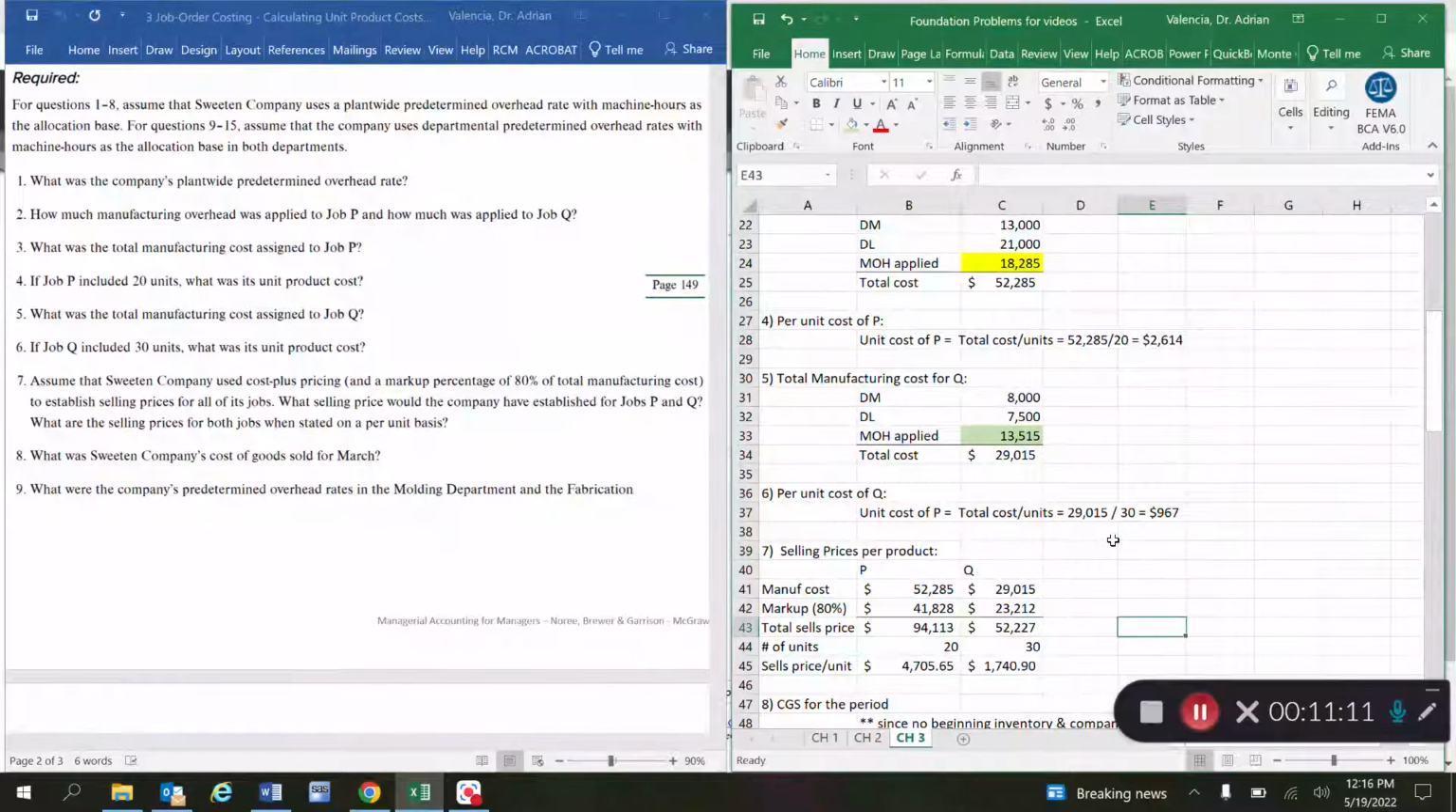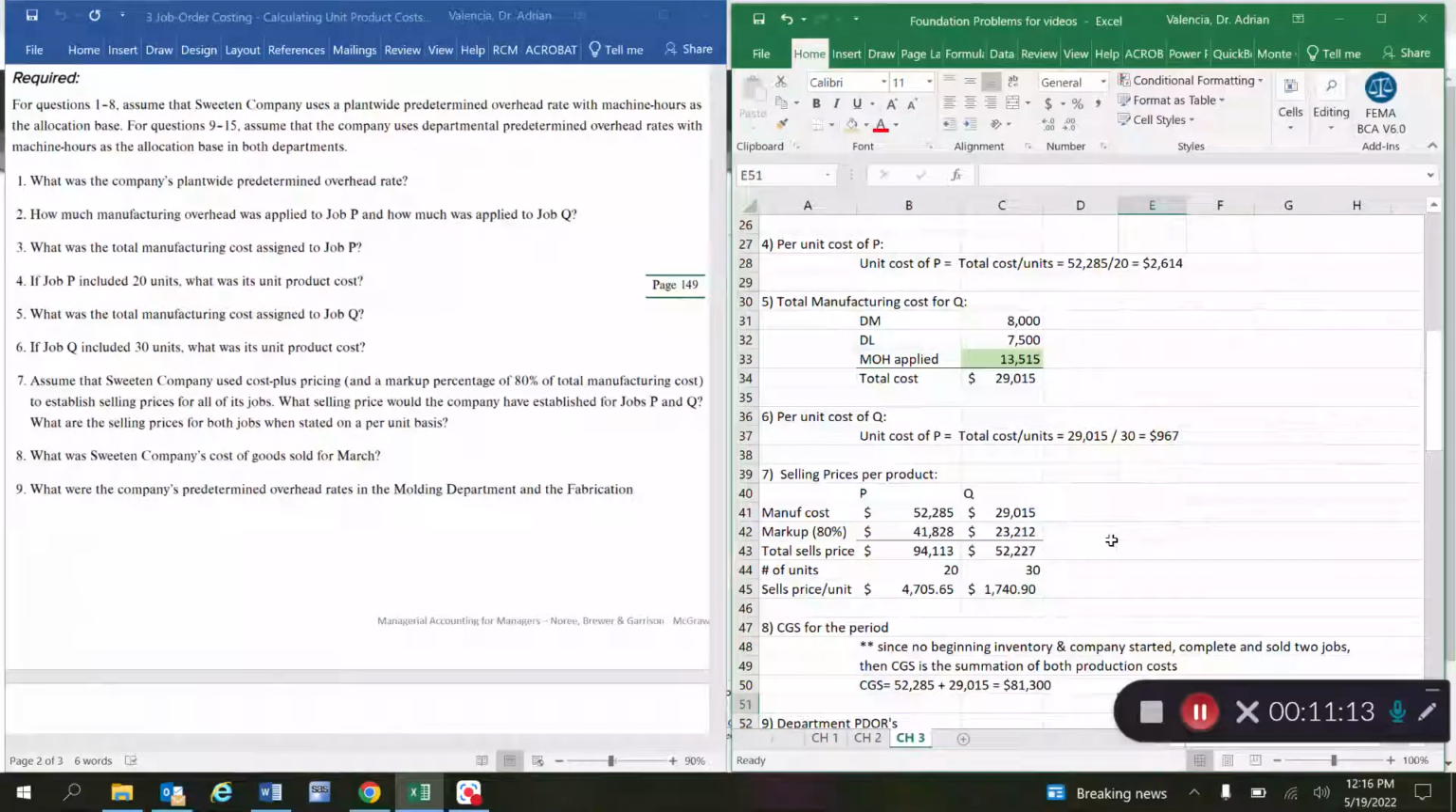All right, moving on to question 7. Question 7 says, assume that Sweeten Company used a cost plus pricing approach. In other words, whatever our cost of production is, like here it's $967, we're going to use this as the base to mark up the sales price. And then they tell us the markup percentage of 80% of total manufacturing cost is the way we compute the markup here. And this will establish the selling price for all its jobs.